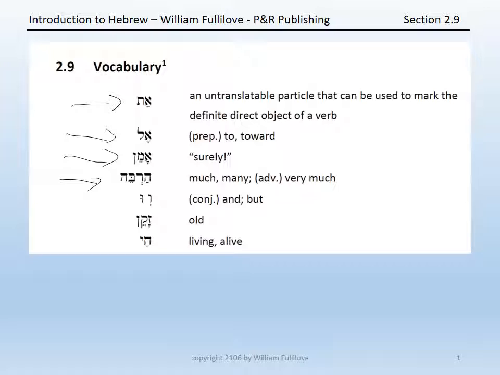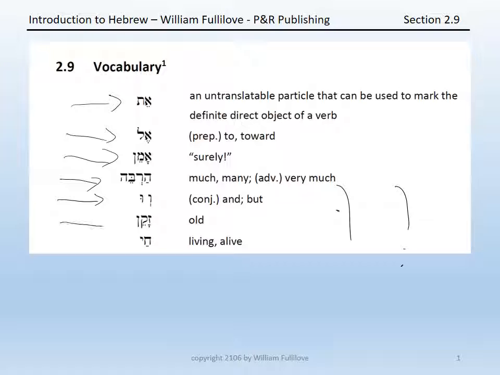The Hebrew conjunction vav indicates a connection. It can be translated most commonly as and, but can be translated as but. And it could be written in either of two forms, as v or as u.